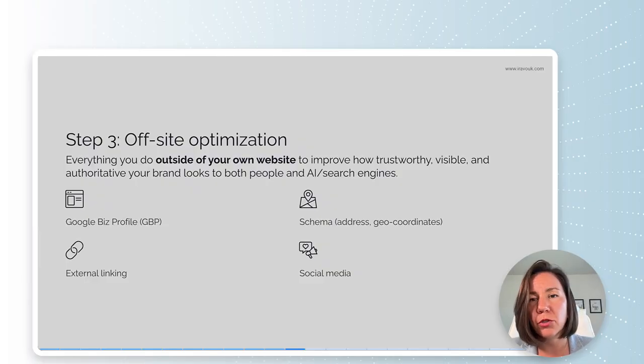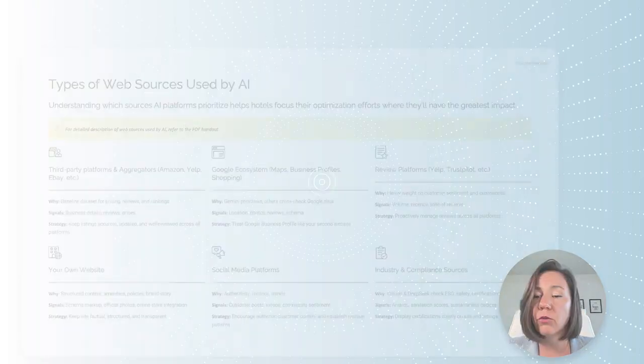And finally, social media. Authentic posts, reviews, and even short-form videos are now signals that AI platforms use to validate your reputation. Put these together, and you've built the off-page foundation AI needs to confidently recommend your products.